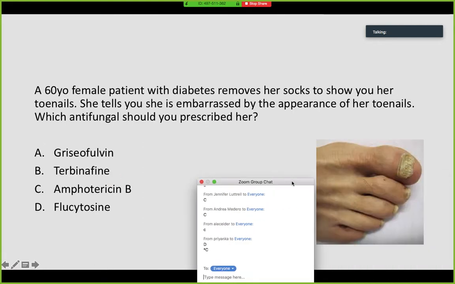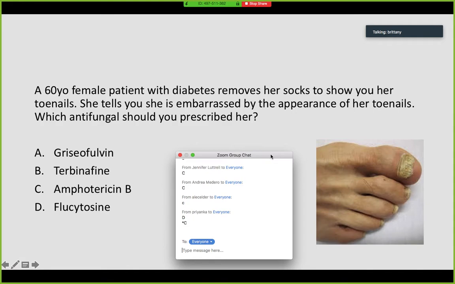All right. You have a 6-year-old female patient with diabetes. She removes her socks to show you her toenails and says she's embarrassed by them. Which antifungal should you prescribe her? Right. B, terbinafine.